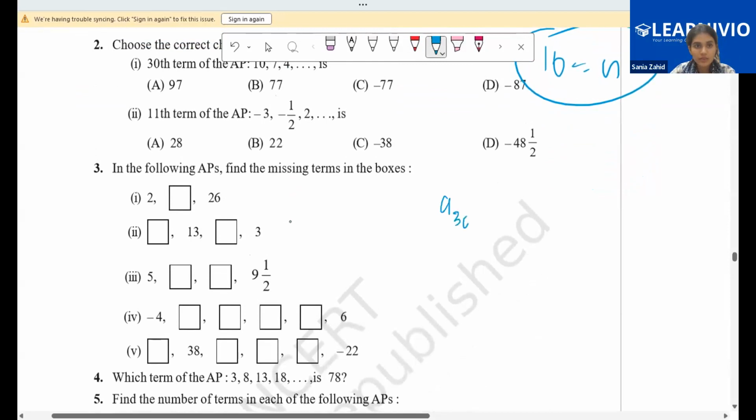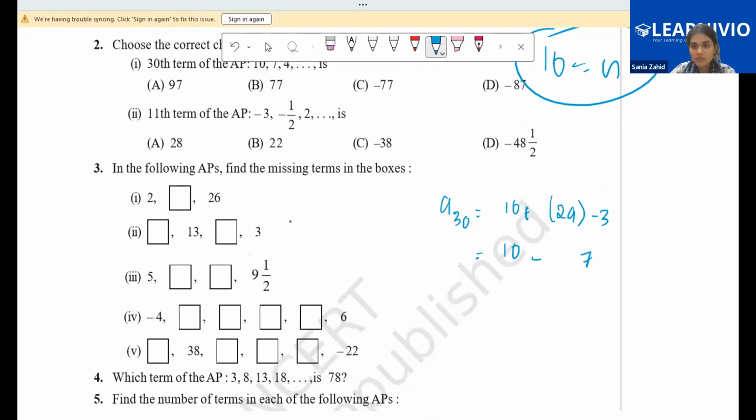So a30 will be a plus n minus 1 d, right? So 10 minus 29 times 3. Correct. Now the 11th term of the AP.